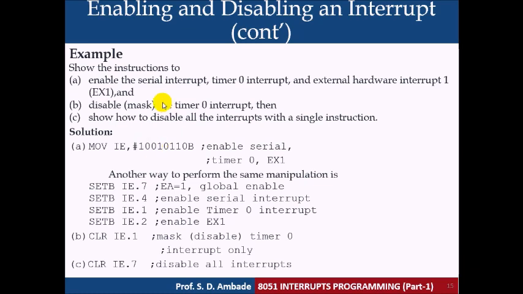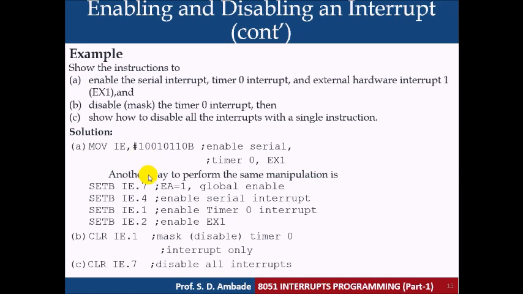Then 0. Then 1, this is for timer 1 according to the pattern, but we don't need to enable it, so we place 0 here. This is for external interrupt 1, this is for timer 0, and this is for external interrupt 0. So we have to enable timer 0, external interrupt 1 and the serial interrupt, and this is the interrupt enable bit.